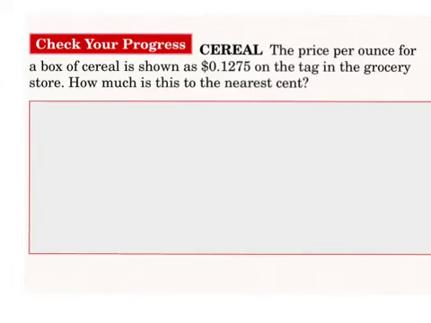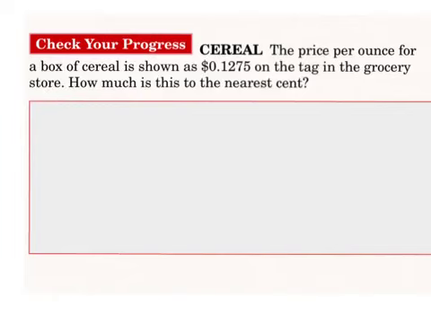Okay, this is the last problem. It should be on page 62. Check your progress. We're working with cereal. The price per ounce for a box of cereal is shown as 0.1275 on the tag in the grocery store. How much is this to the nearest cent?